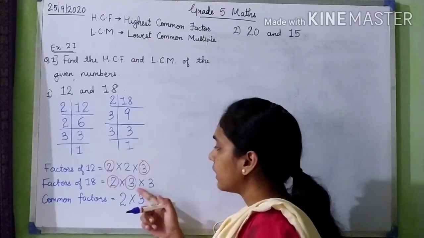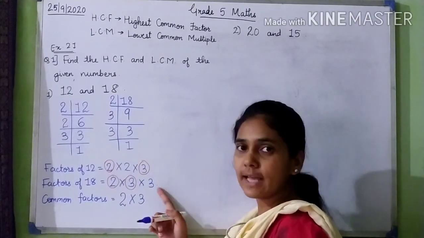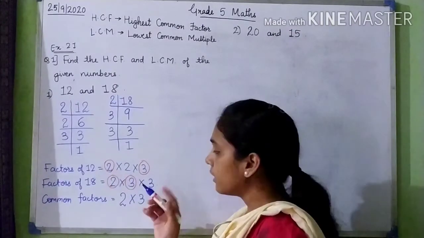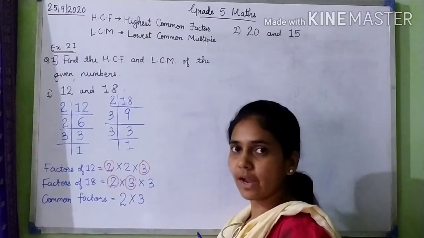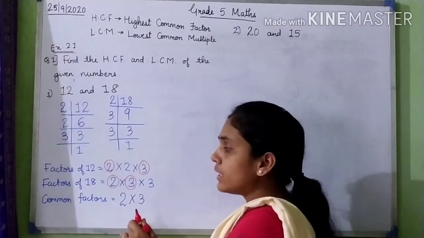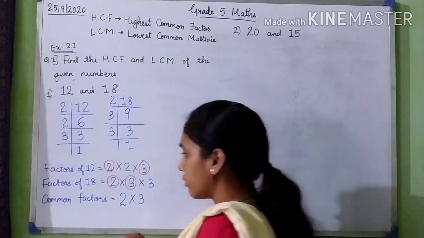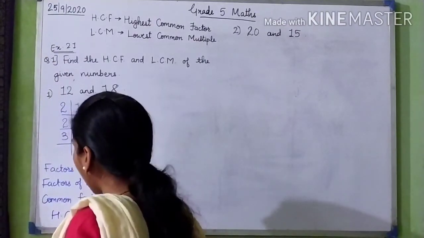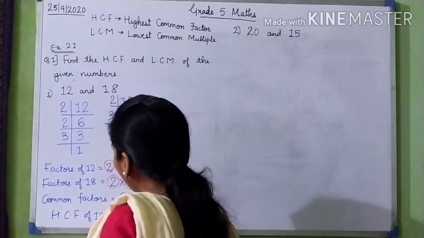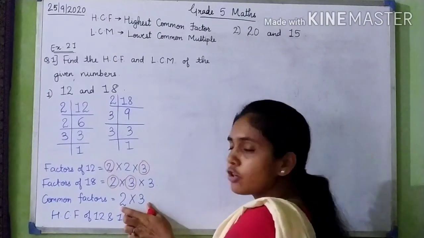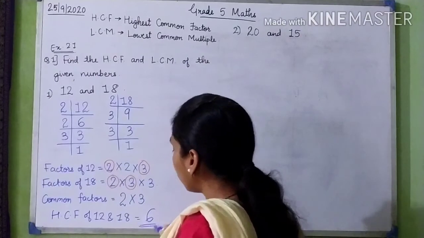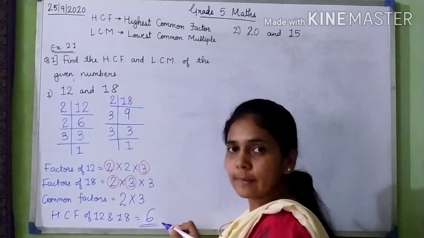Then here, factors of 18 have an extra 3, but there is no extra 3 in the number 12. So these two are the only common factors. The multiplication of these two common factors will be the highest common factor. So the HCF of 12 and 18 is what? The multiplication of these two factors. So 2 into 3 is 6. So the highest common factor of 12 and 18 is 6.